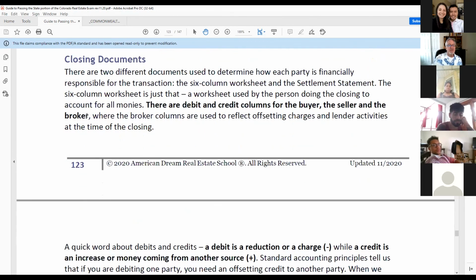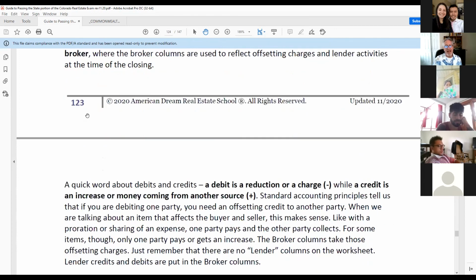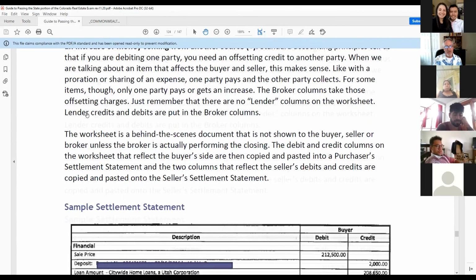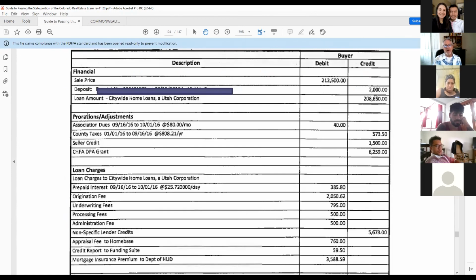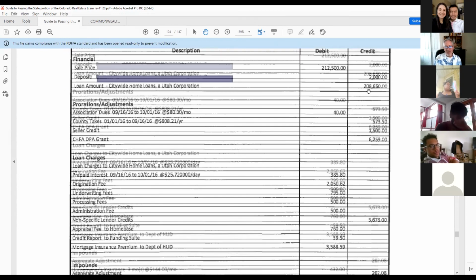Okay, 2 different types of documents that we use for calculating these. There's a settlement statement, which is geared towards one side or the other. So there's a buyer settlement statement and there's a seller settlement statement. And there's just single entry on that, either a debit or a credit to one side on a settlement. You'll see example of that here.